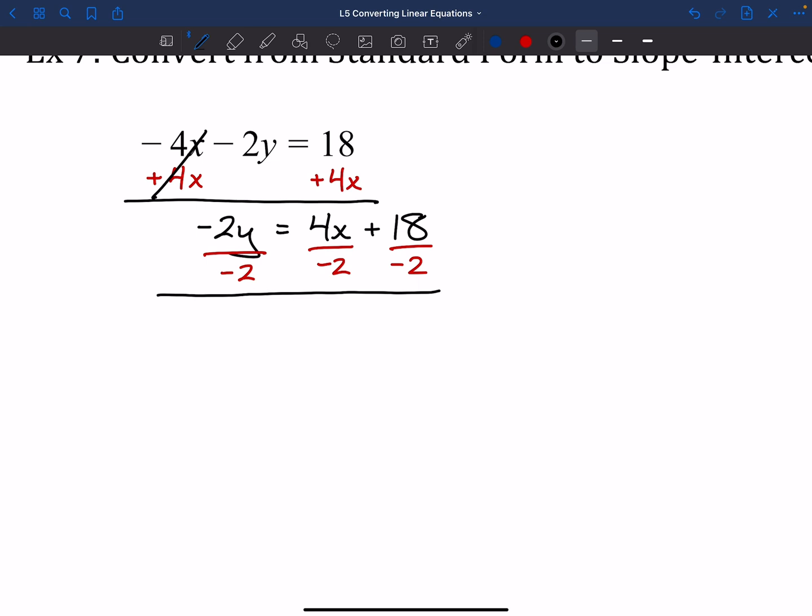Either way, what we're going to have is that those -2's cancel each other over on the left. We're left with just y. Over on the right side, 4 divided by -2 is -2 with an x attached. And then 18 divided by -2 is -9, so we'll say -9 there, right? And this is what we want to get to right over here. Right. Cool. So y is by itself. We have mx plus b sort of looking thing on the other side, and that's it.